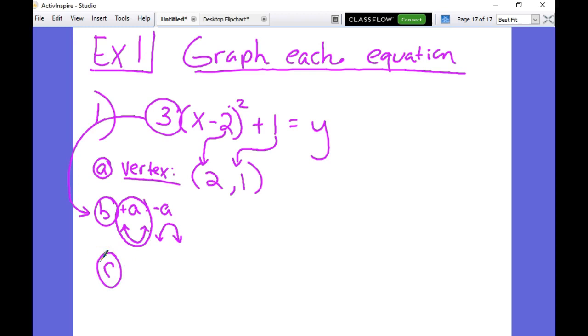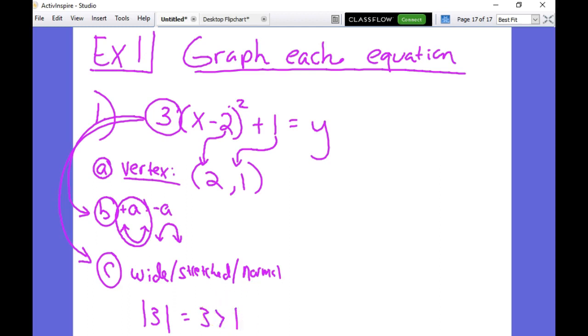Okay, now, after you determine what the vertex is, whether it's a happy face or a sad face, next thing you want to decide is, is it wide or compressed, stretched, or is it normal? And actually, we're going to look at the same number here, 3. Now, if you take the absolute value of that number, what's the absolute value of 3? Now, is 3 greater than 1 or less than 1? And when it's greater than 1, what is that? Now we say stretched.